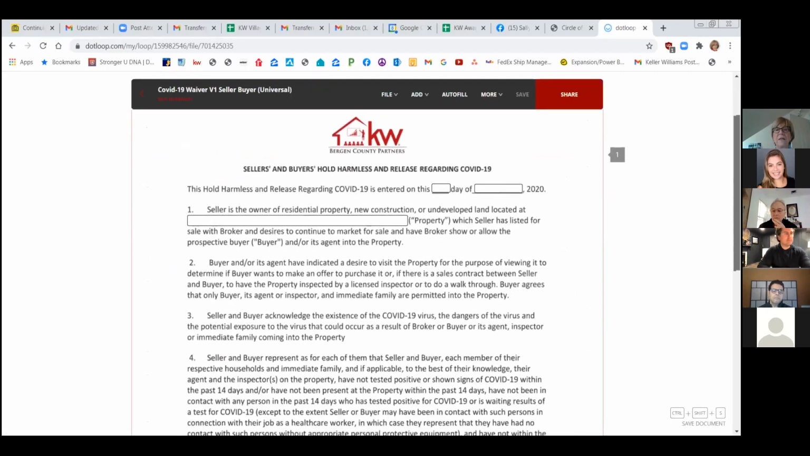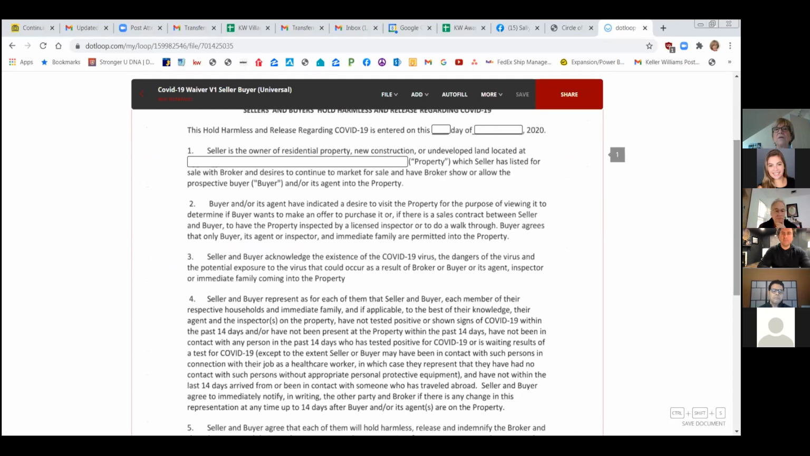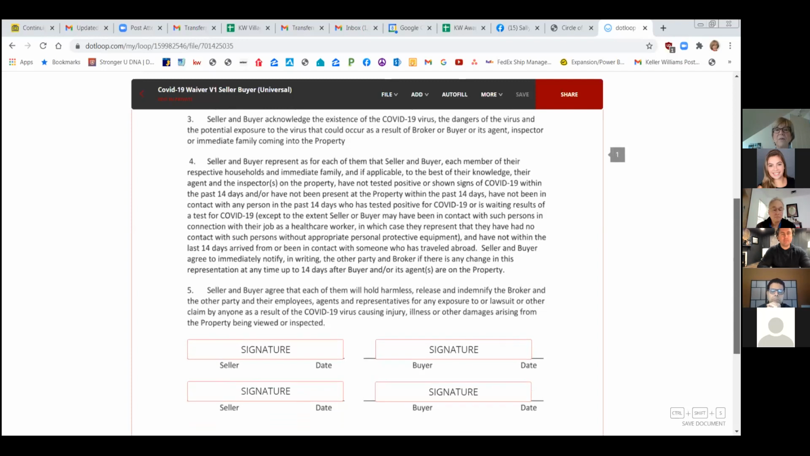So the COVID waiver is easy. It's a fill in the blanks. So you're going to fill in whatever date it is and the address of the property. And basically, you should read this. You should read every one of these documents. But in a nutshell, what this says is everybody knows that there's COVID. We all acknowledge the existence of it. But by signing this, they're representing that neither they nor any member of their immediate household has tested positive or shown signs of COVID within the past 14 days.